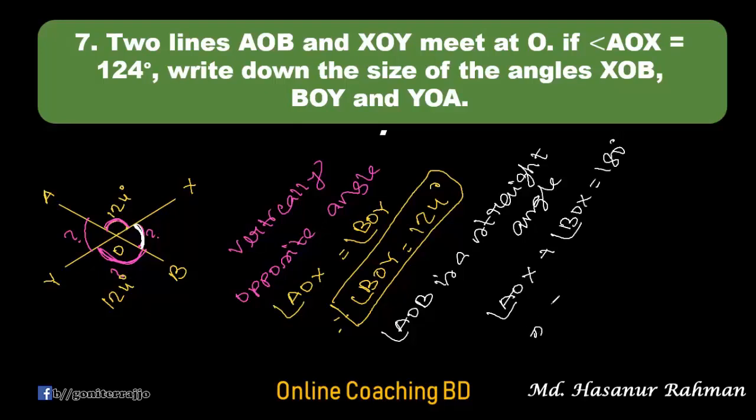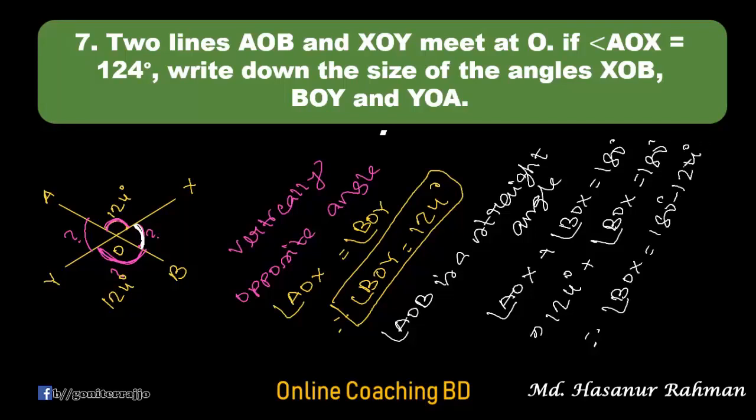So what is the value of AOX? We know that the value of AOX is 124 degrees, plus angle BOX equals 180 degrees. So the angle of BOX should be 180 degrees minus 124 degrees. So we can say our answer should be 56 degrees.